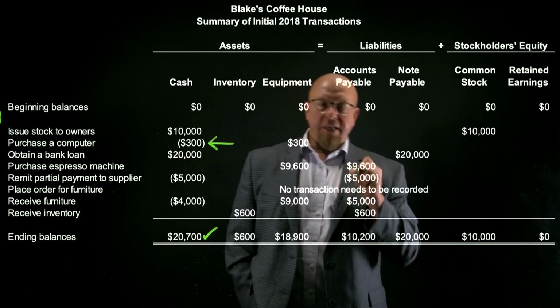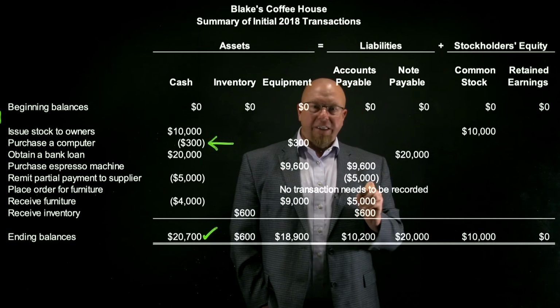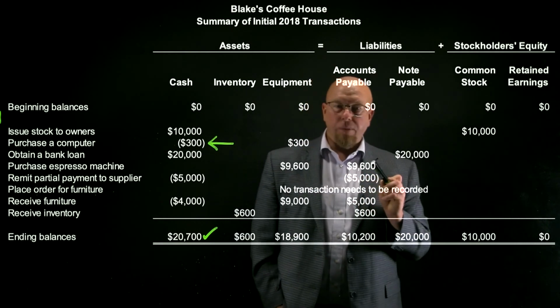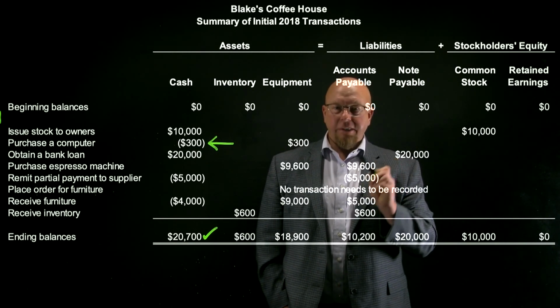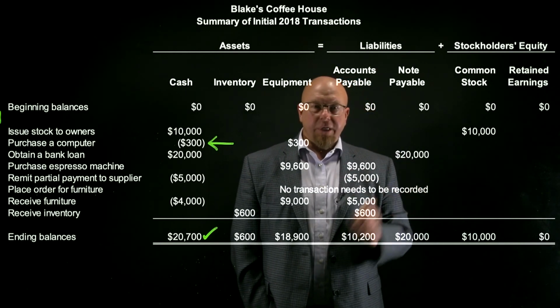Where we're going to go with this next is we're going to take a look at these exact same transactions, but instead of recording them with pluses or minuses, what we're going to do is we're going to use double entry bookkeeping involving debits and credits to record the increases and decreases to these particular accounts.